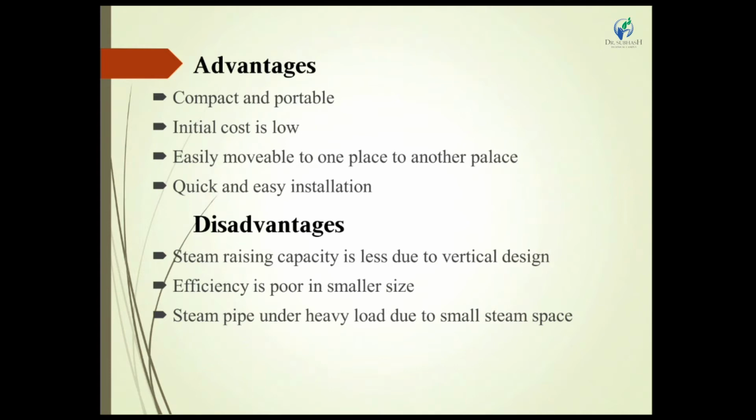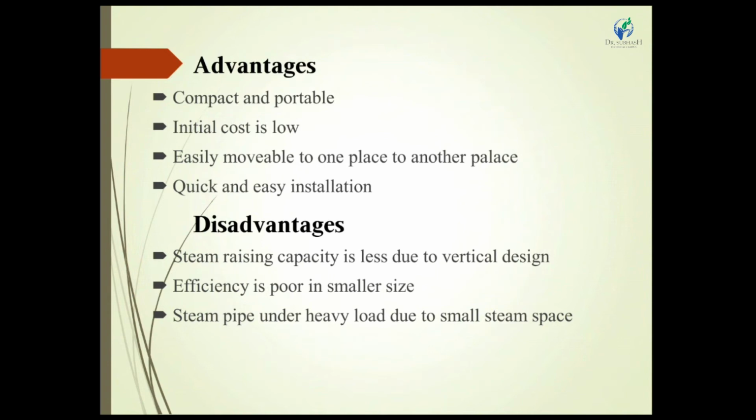Disadvantages of the Cochran boiler: steam raising capacity is less due to the vertical design. In a vertical design with natural draft, there is a limited number of fire tubes or water tubes available, so most of the heat is rejected due to the vertical design. So the steam generation capacity is also less. Efficiency is poor in smaller sizes. If you put a Cochran boiler in a small size, the efficiency is very low.